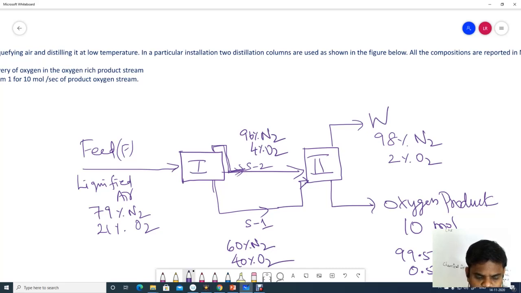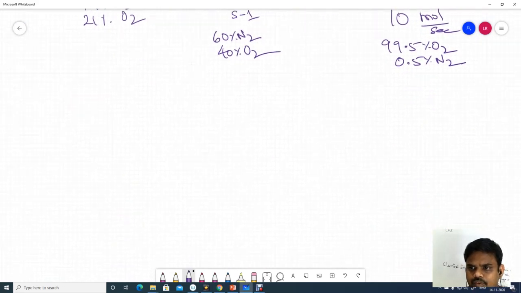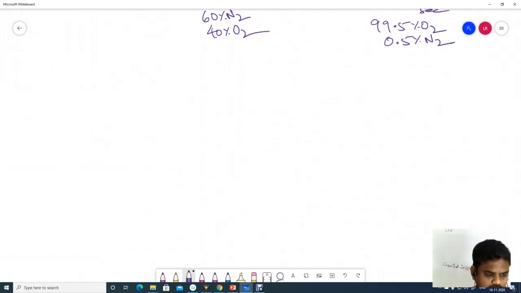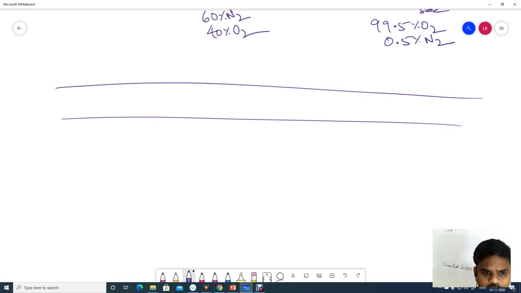So the question is, what is the percentage recovery of oxygen in the oxygen rich product stream? We have to find the percentage oxygen recovery. Okay, so how to proceed with this problem? Different data is given. So what is the overall material balance? Different streams are there. I will write a summary here so that I can make use of it easily.